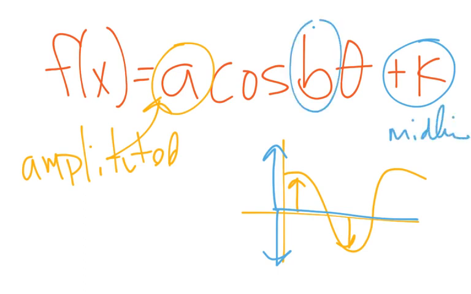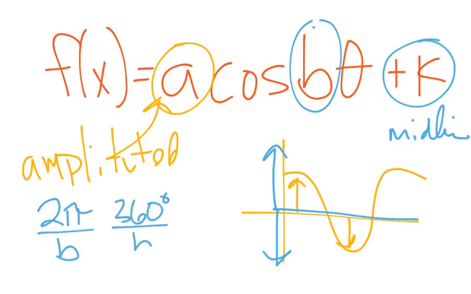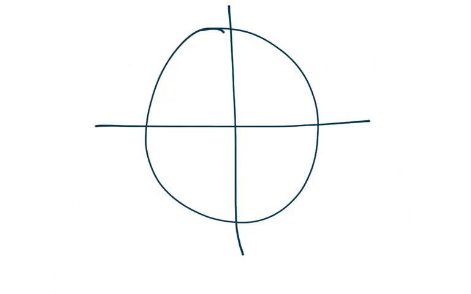And then the B here is how we find the period. So if you go 2 pi, or 360 if you're doing degrees, divided by B, that'll give you what your period is. Okay? And remember, we're basing this off of our unit circle we created, where we have these points on here, those special triangle degrees.